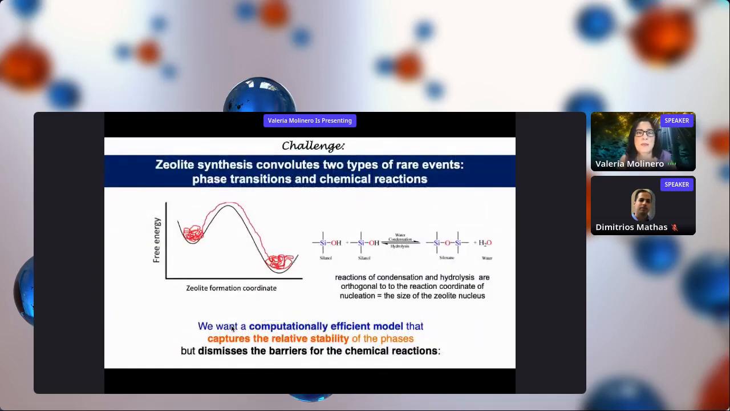So our goal in this project has been to understand the formation of the zeolites using molecular simulations. And this has many challenges. One of them is that the zeolite synthesis convolutes two types of rare events. One of them is the phase transition, the crystallization, and also we can say the phase segregation, because we start with the solution, then we go to aggregates, and then we go to crystals. So we have two phase transitions, but these transitions are mediated by, and happen through, chemical reactions. And these chemical reactions are the ones that allow you to reform the zeolite network.